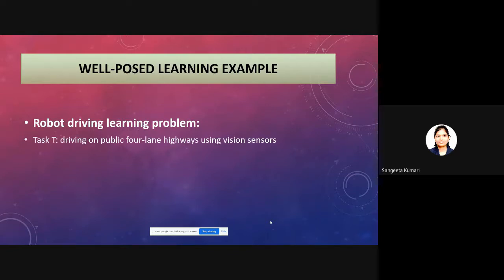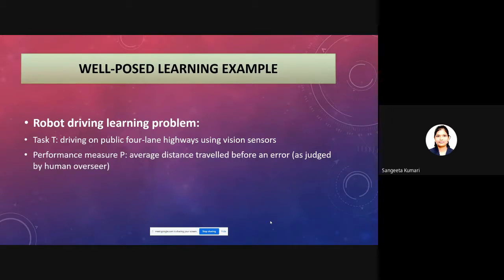Okay, the task would be driving a car on a 2-lane or 4-lane highway, right? Why am I saying highway? Because many algorithms fail when you are trying to make this robot learn in a city, right? So many things are there. That's why in a highway, it could be 2-lane or 4-lane, so how lane changing happens and all, so that could be the task.